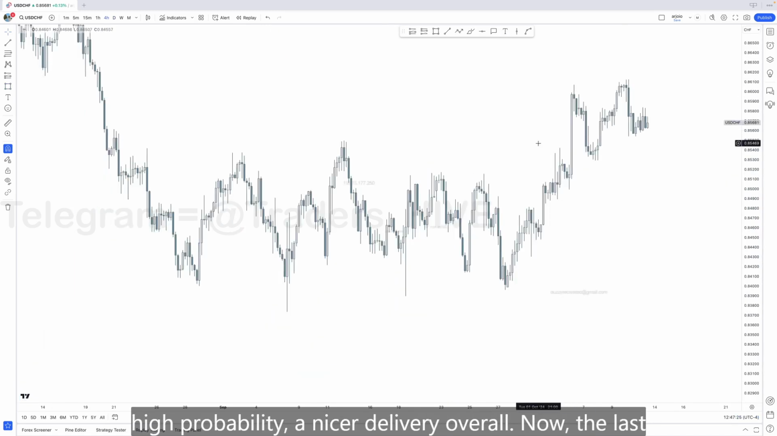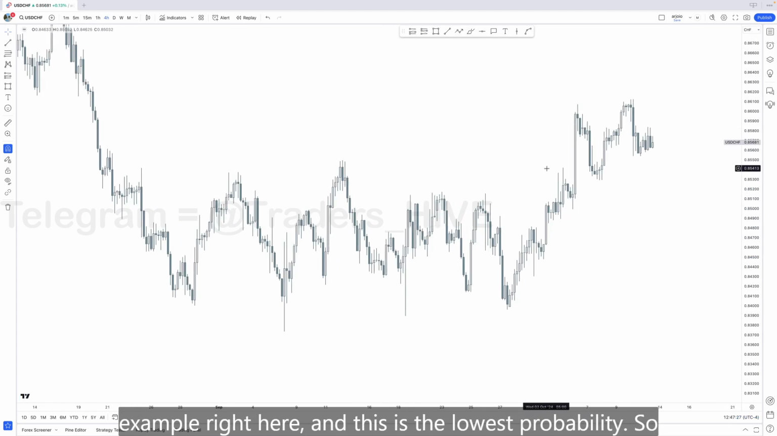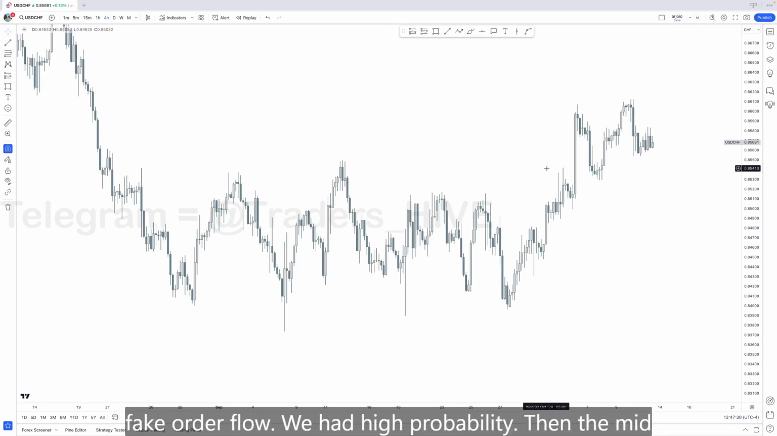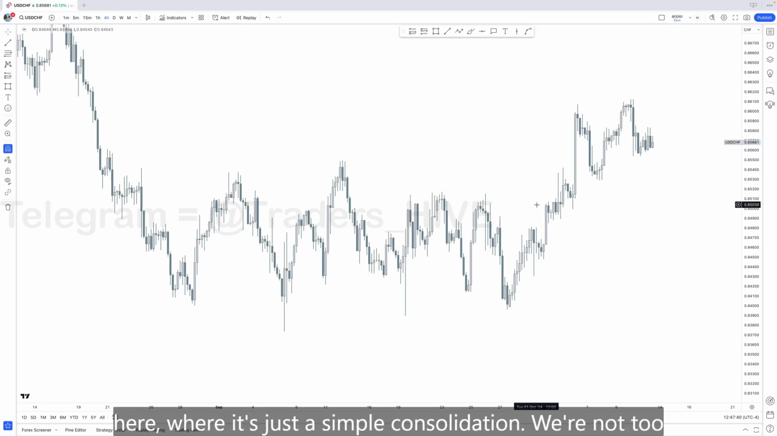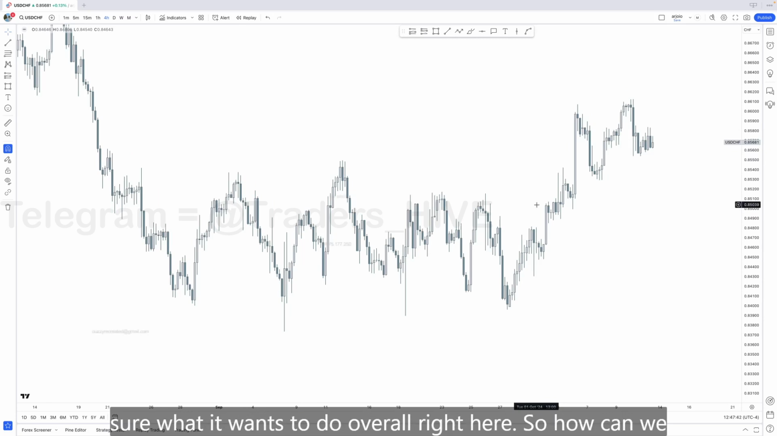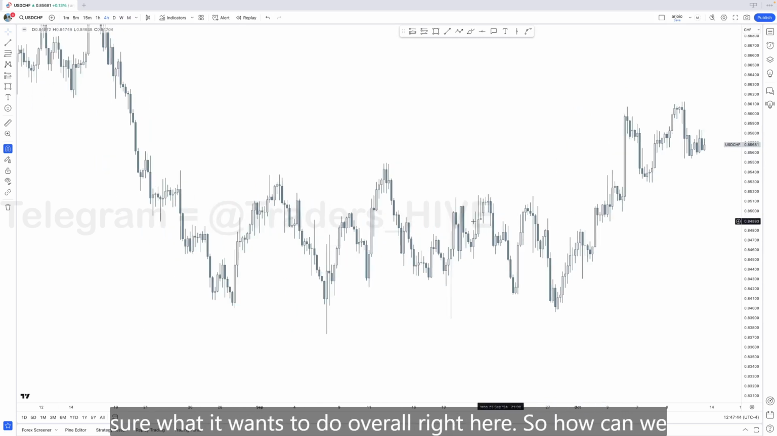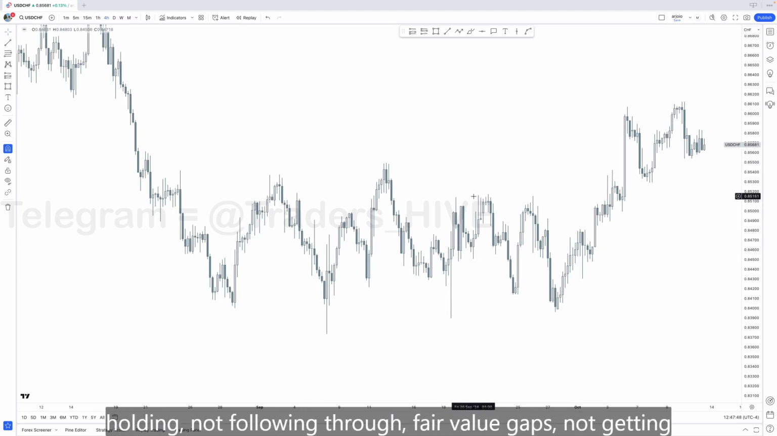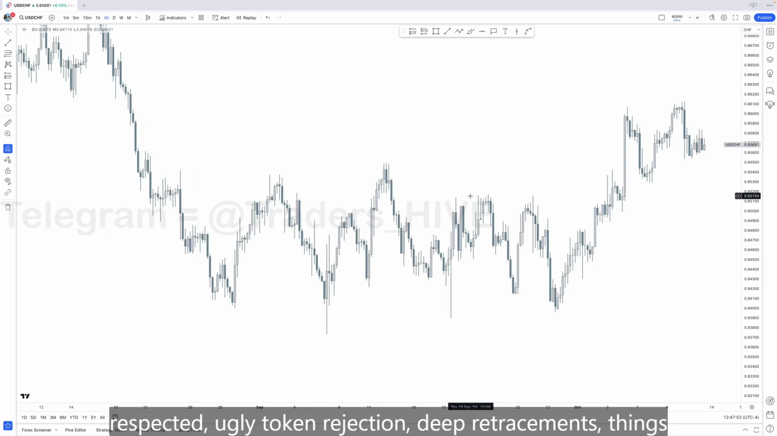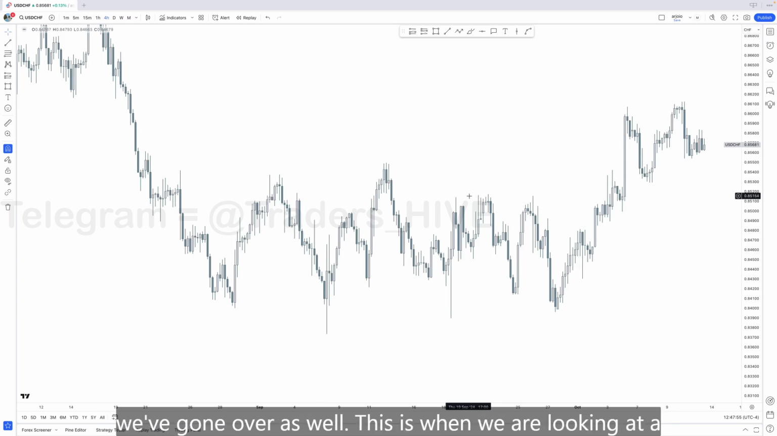Now, the last example right here, and this is the lowest probability. So fake order flow, we had high probability, then the mid probability, where it's not in alignment with the higher time frame trend. And then we have the lowest probability right here, where it's just a simple consolidation. We're not too sure what it wants to do overall right here. So how can we spot this consolidation? Again, order flow lags, not holding, not following through, fair value gaps not getting respected, ugly two-candle rejection, deep retracements, things we've gone over as well.